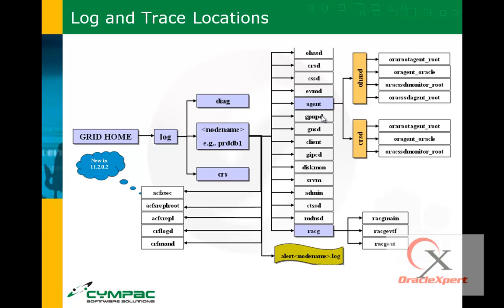Is there any point looking into GIPCD? GIPCD only takes care of interconnect related HAIP. So there is no point checking GIPCD. Though I should be able to pinpoint, oh, I need to look into CRSD. And within CRSD, I need to look into the Oracle agent, to see what that log is showing about why it was unable to start up a given instance. So you don't have to necessarily check all the logs for all the troubleshooting.